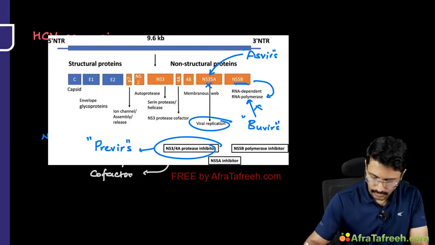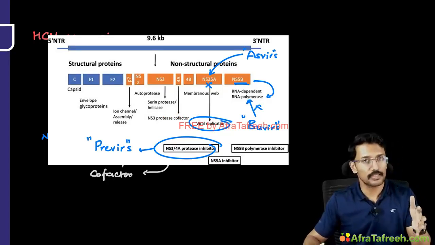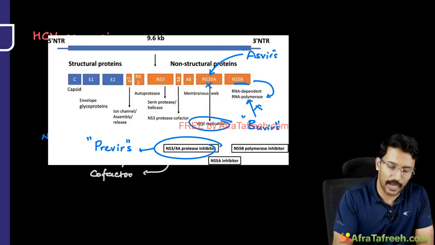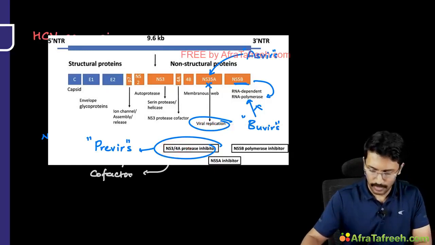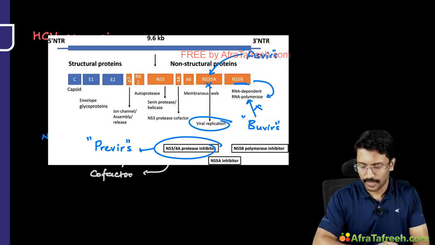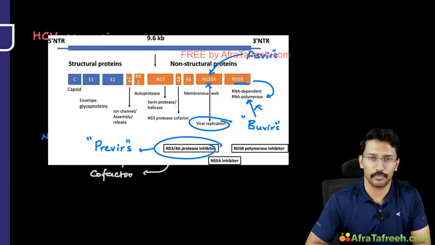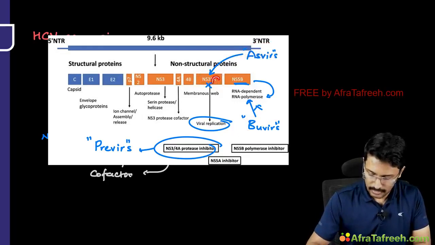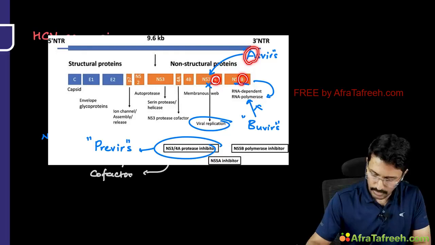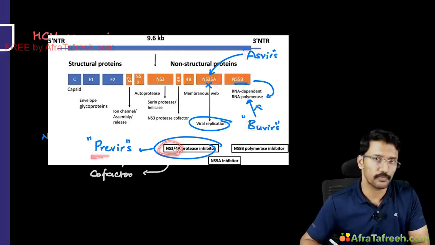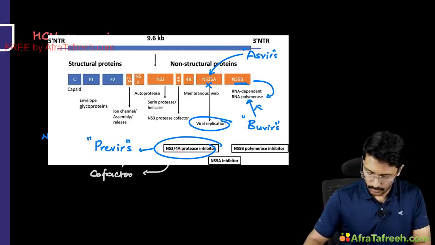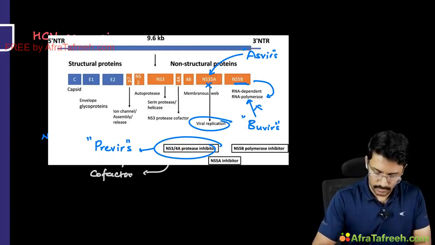So we have Previrs, Asvirs and Buvirs as the classes of drugs available at our disposal. Previrs are targeting NS3/4A, Asvirs are targeting NS5A and Buvirs are targeting NS5B. Pretty easy to remember, right? NS5A is targeted by Asvirs, NS5B is targeted by Buvirs, and whatever is left is Previrs, which target NS3/4A. Clear? Now we have understood the viral genome also.